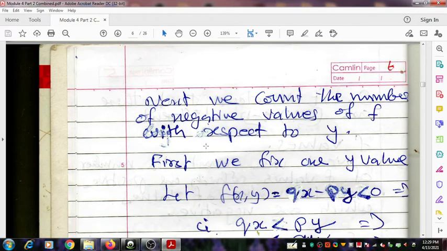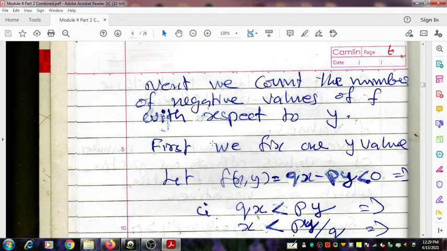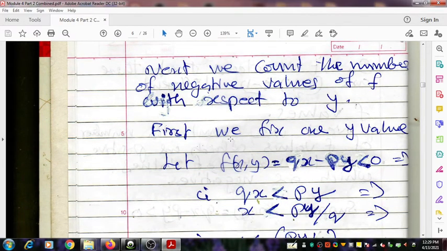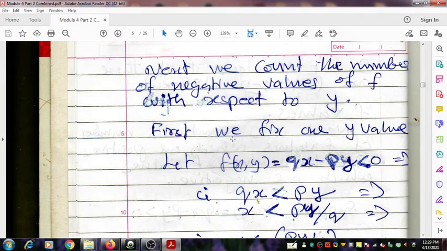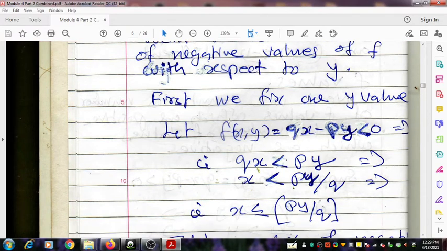Okay, and similarly we can count the number of negative values, but here we fix the y value. In this case we fix y, and we are going to count the number of negative function values with respect to y. So next we count the number of negative values of f with respect to y, and first we fix a particular y value, and that y belongs to the range 1 less than or equal to y less than or equal to q minus 1 divided by 2.